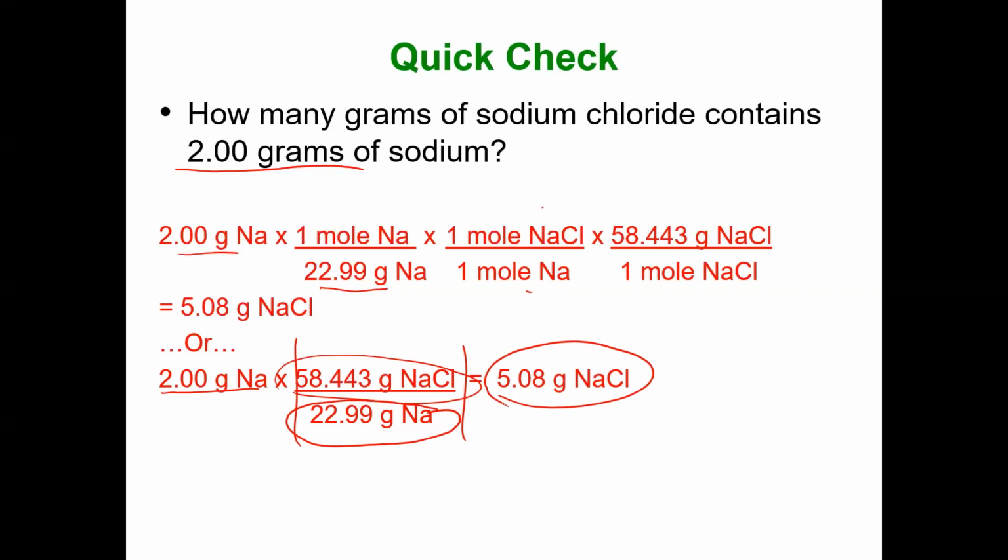Now, if they already tell you that sodium chloride is 39% sodium, you could just say, all right, well, 2 grams of sodium, right? There's 39 grams of sodium per 100 grams of sodium chloride.